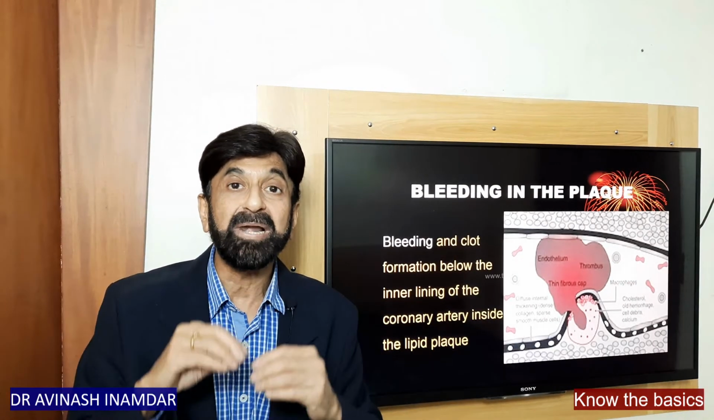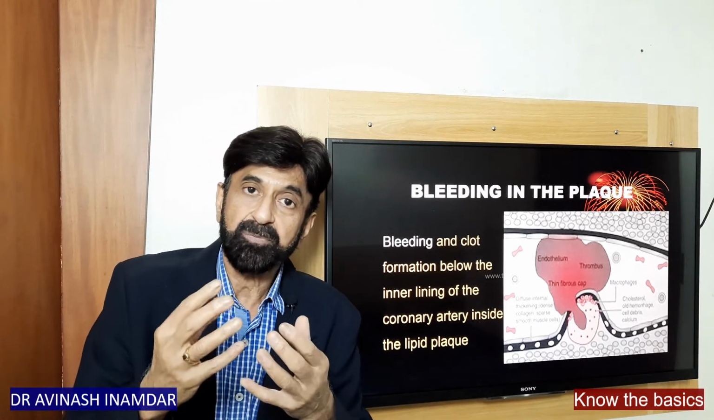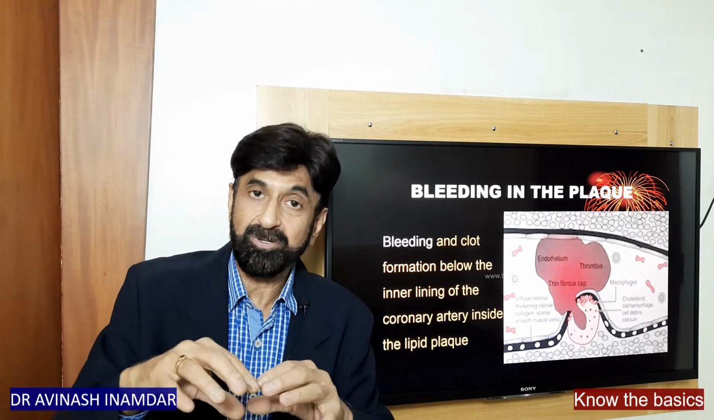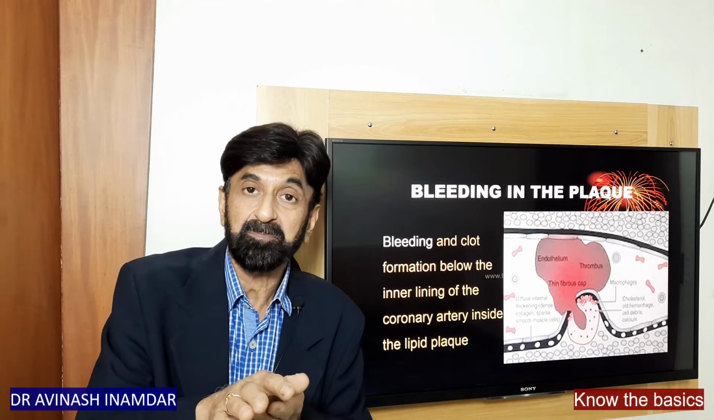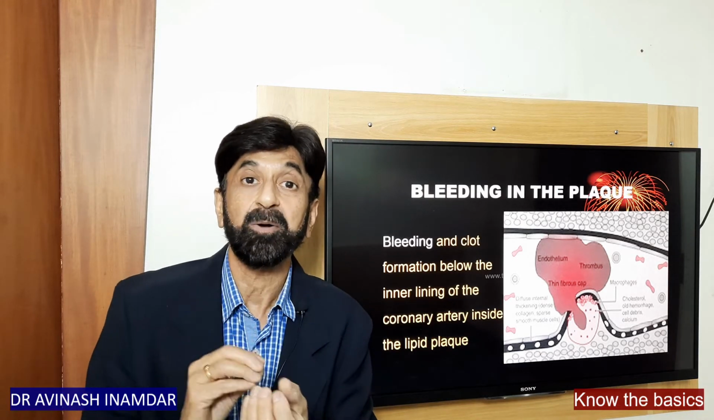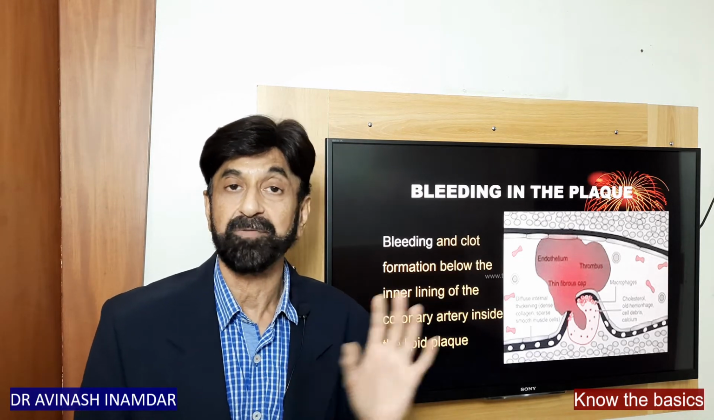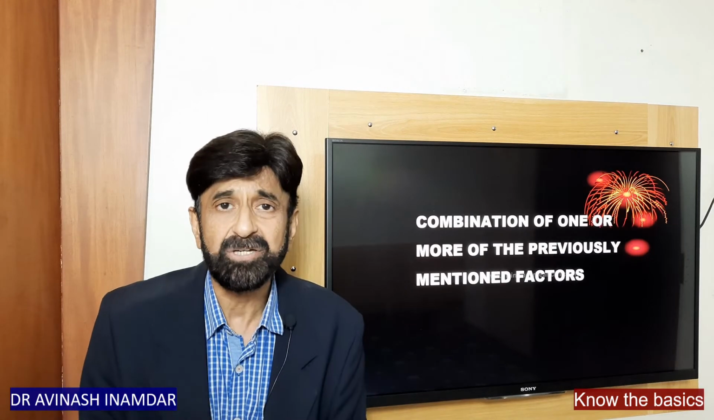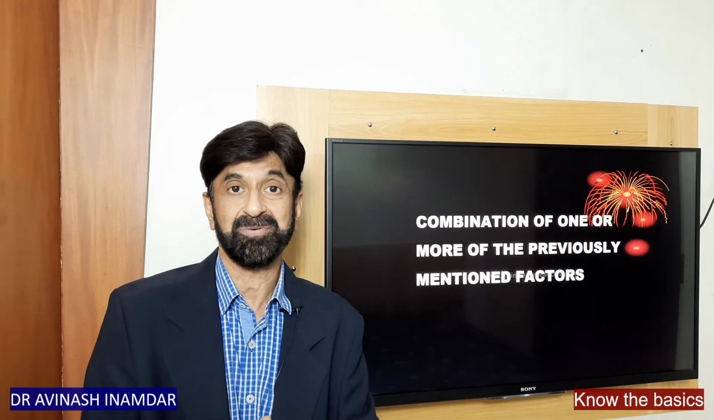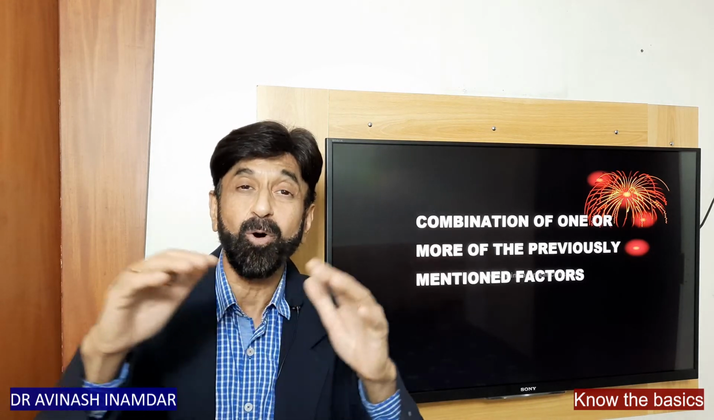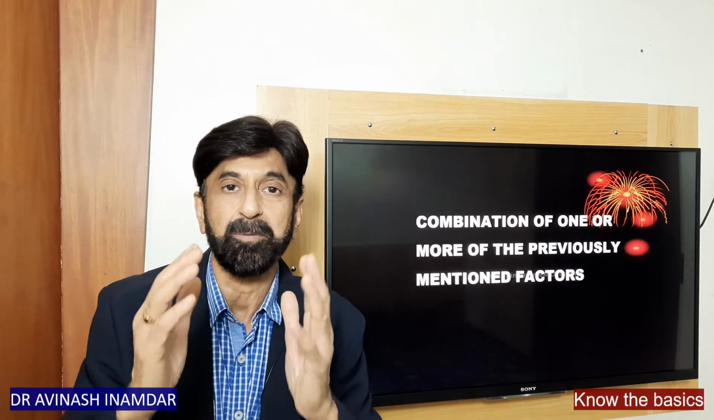Next, there could be a bleeding in the plaque. The plaque is a blockage which is due to cholesterol and so many other substances, and especially in the soft plaque there could be a bleeding. If it bleeds, then there could be a sudden blockage of the artery giving rise to heart attack. And lastly, there could be a combination of one or two factors together giving rise to heart attack. So these are all the various reasons why heart attack takes place. So these are the basics.